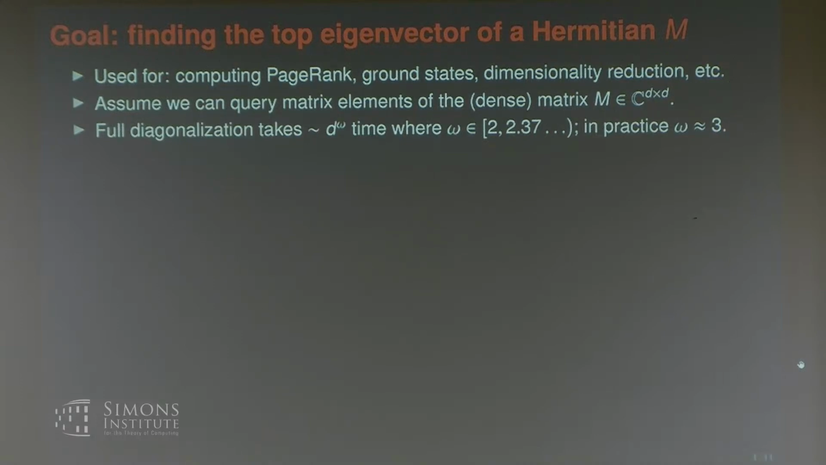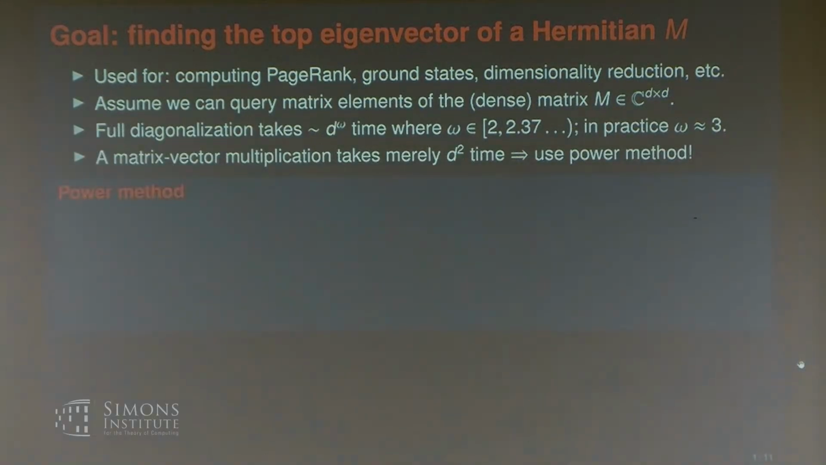And in such a setting, we know that one could do full diagonalization of the matrix, which takes roughly matrix multiplication time, which is d to the omega. Omega is this matrix multiplication exponent, which is somewhere between 2 and 2.37. But in practice, it's more like 3, because it's actually very complicated algorithms that go beyond the simplest. And for this reason, people use the alternative method, which only uses matrix vector multiplication, because matrix vector multiplication is much cheaper. It's only d squared time. And the power method uses this to find the top eigenvector.